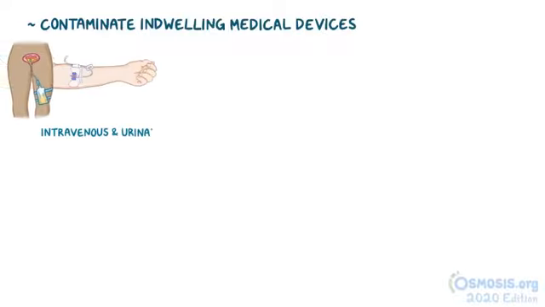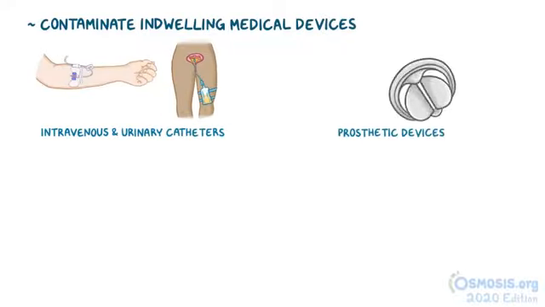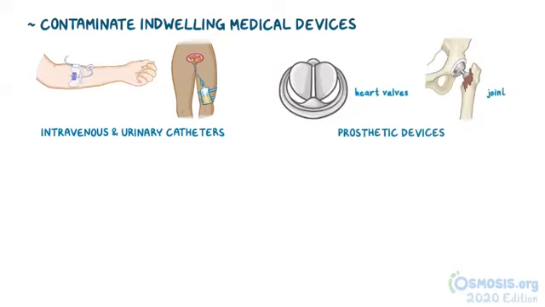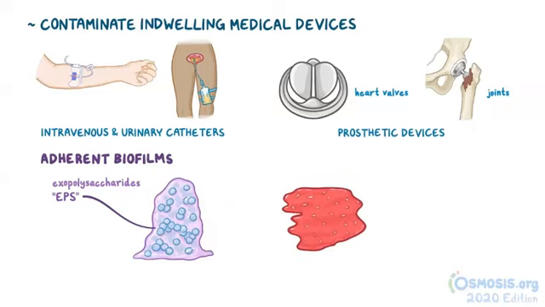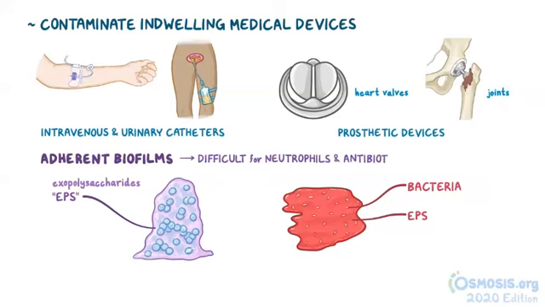Besides blood cultures, Staph epidermidis can also contaminate indwelling medical devices, such as intravenous and urinary catheters, and prosthetic devices like prosthetic heart valves and prosthetic joints. Here, Staph epidermidis can form adherent biofilms, which is basically a layer of slime made of exopolysaccharides, or EPS, within which Staph epidermidis live and reproduce. Comparing a biofilm to strawberry jam, the seeds would be the bacteria, and the rest of the jam would be the EPS. Biofilms make it difficult for neutrophils and antibiotics to reach the bacteria, so the infection is more difficult to treat.